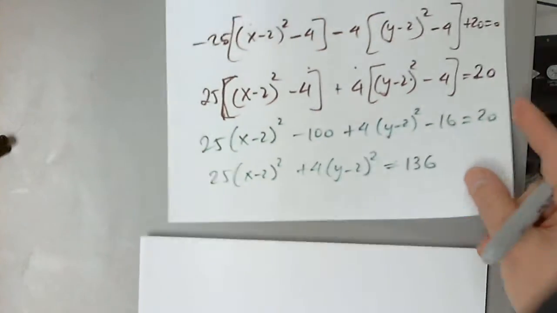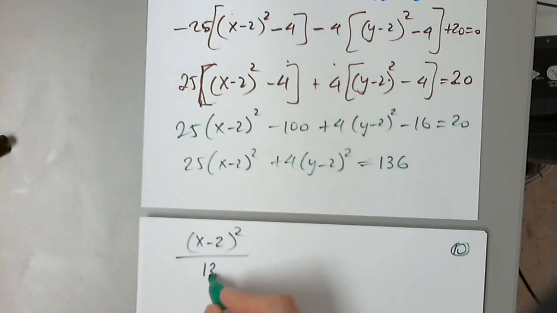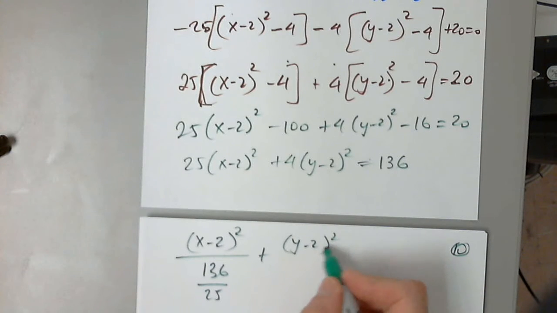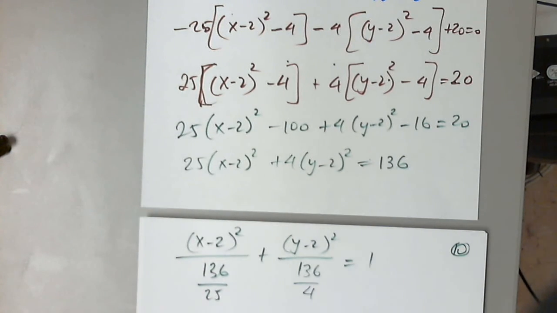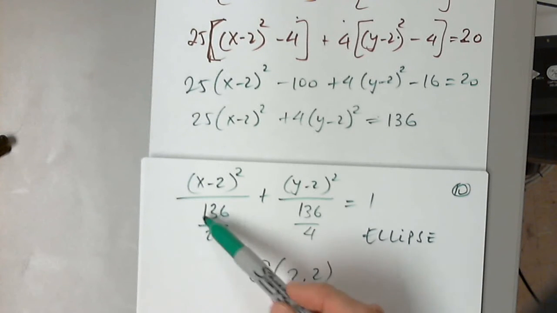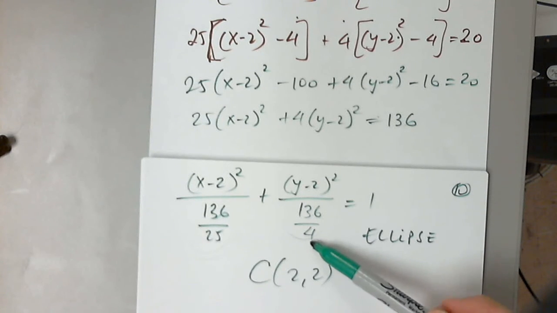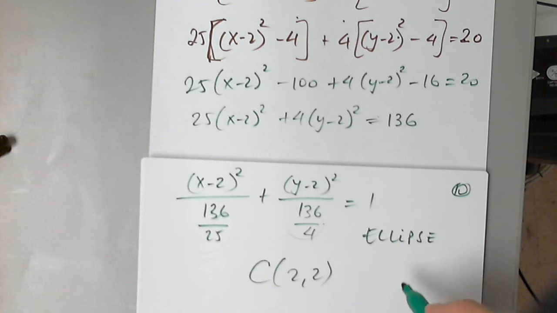Okay, we will divide everything by 136. Very good. (x minus 2) squared over 136 over 25, plus (y minus 2) squared over 136 over 4, equals 1. Now we know for sure that this is an ellipse with a center at (2, 2). Now, depending on which one is bigger. Is 136 over 25 bigger? No. Is 136 over 4 bigger? Yes. So this is bigger, and it's under y. So the major axis will be a vertical axis.